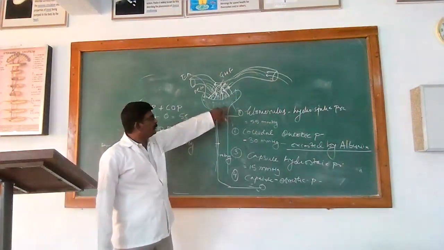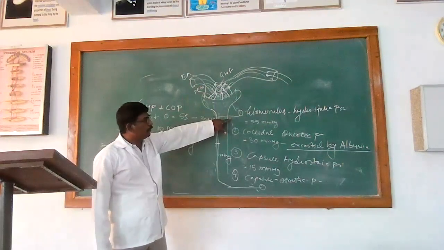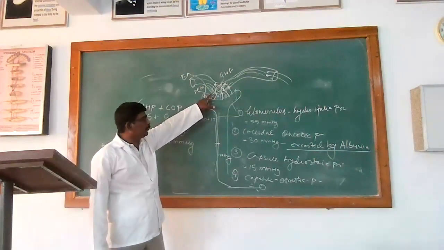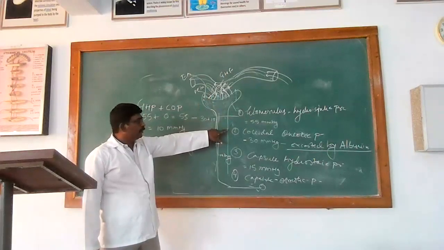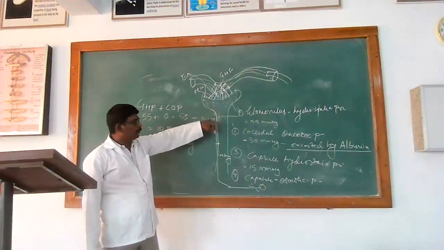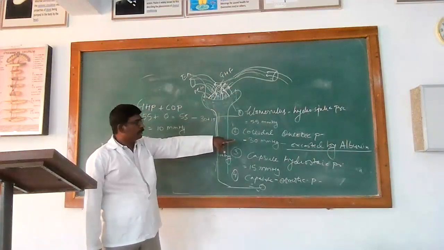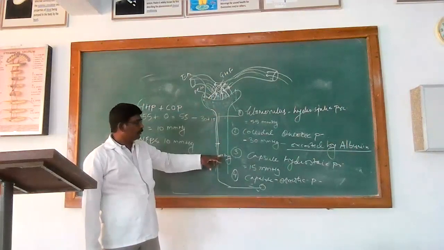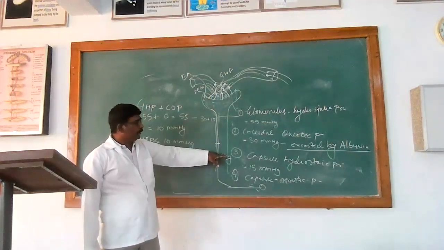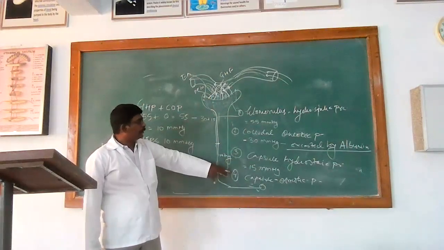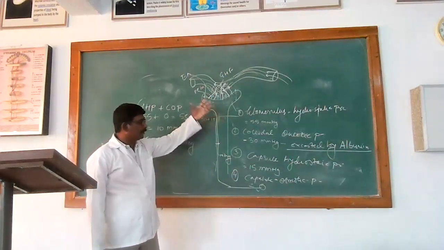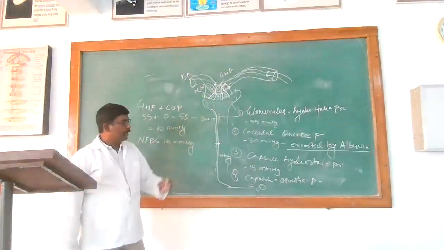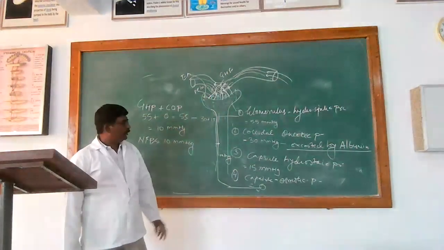So the first pressure generated here is the glomerular hydrostatic pressure in the glomerulus. It is 55 millimeters of mercury. Number two, the colloidal oncotic pressure. It is generated in the Bowman's capsule, exerted by the proteins and albumins. Number three, the capsule hydrostatic pressure. Whatever pressure is generated in the funnel-like structure is due to the accumulation of the filtrate.